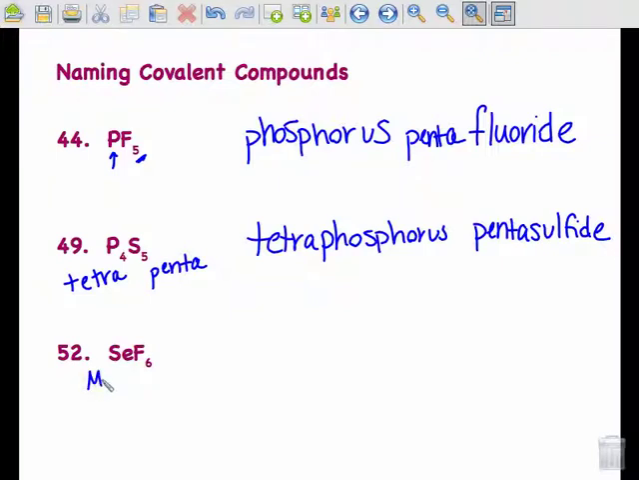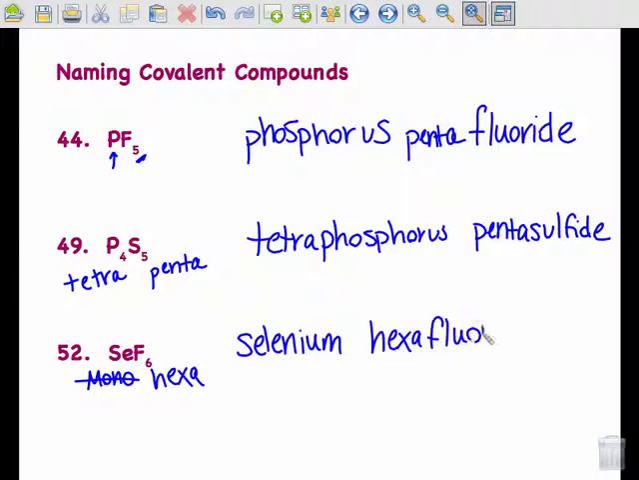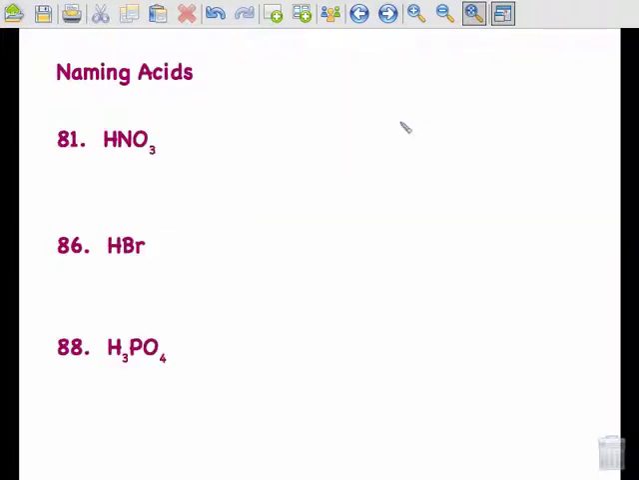So if I look at the next one, it's selenium, and there's only 1, so that would be a mono, but I know I'm not going to write that. And 6 would be a hexa, so this one will be selenium hexafluoride. So that's covalent. You're going to have no polyatomics, no parentheses. It's just going to be prefixes and the names.